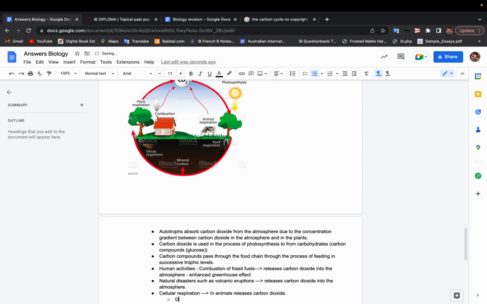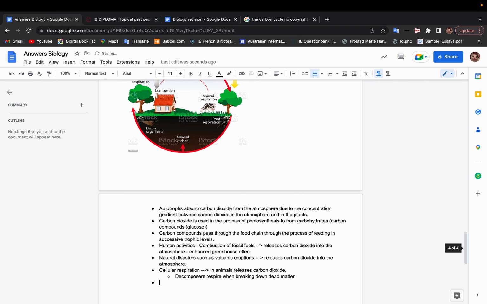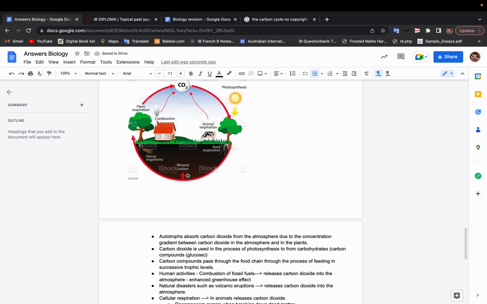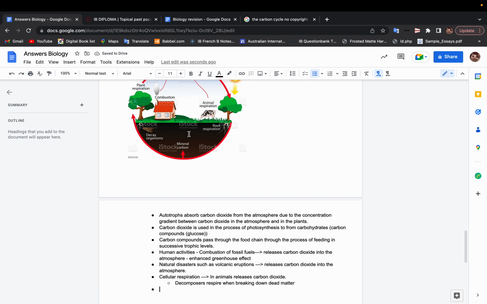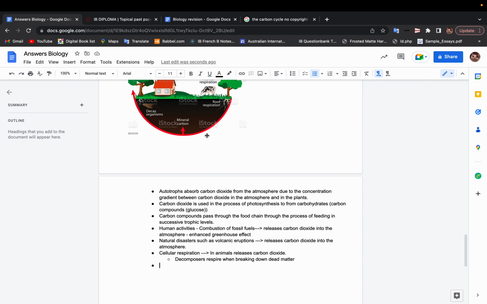So decomposers respire when breaking down dead matter, and this also releases carbon dioxide in the atmosphere. What we want to talk about is this mineral carbon down here, and this is called peat. Okay, so peat is actually formed from dead plant material.